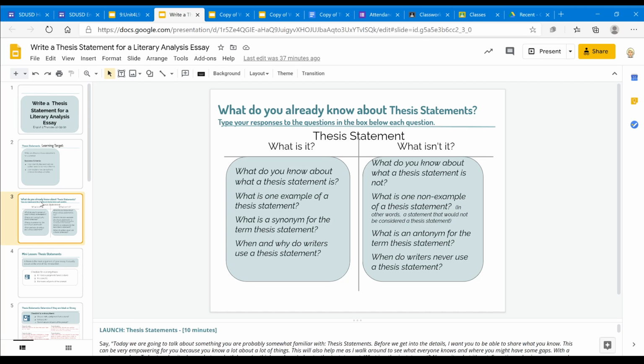What is a thesis statement? Also, write what it's not. Sometimes sharing non-examples of concepts helps us to understand them better. Use the prompts to help you brainstorm. Write sentences, bullet items, or sketch images to communicate your understanding. Pause this recording now to complete the T-chart.